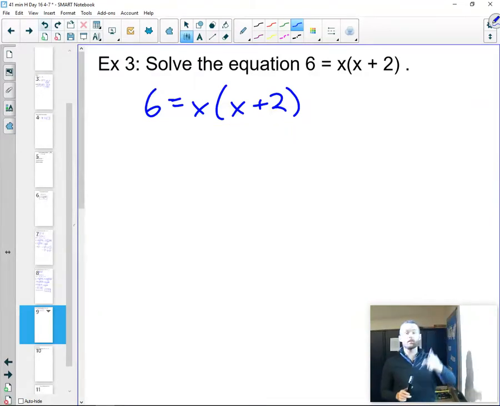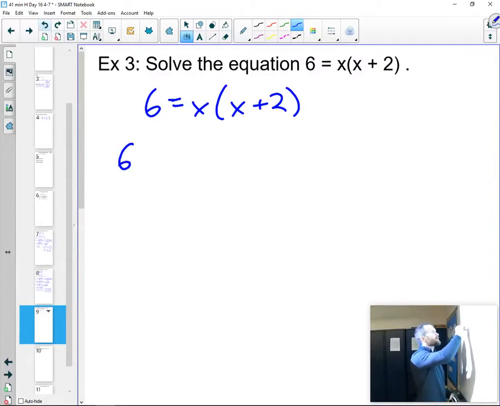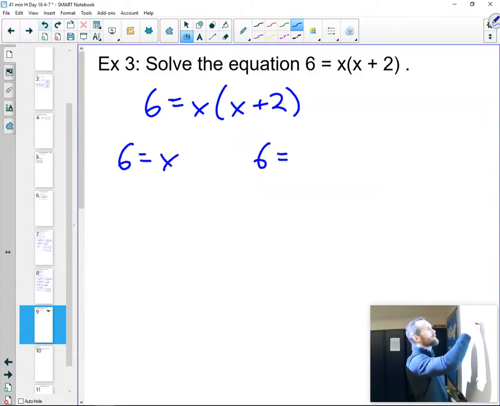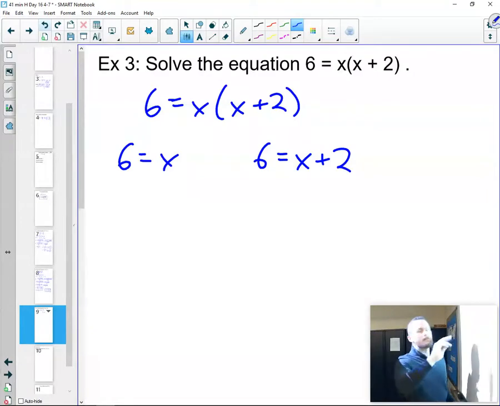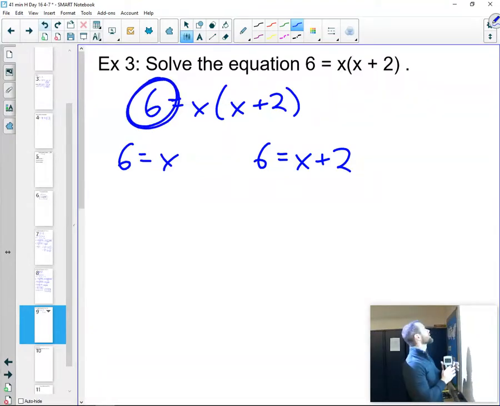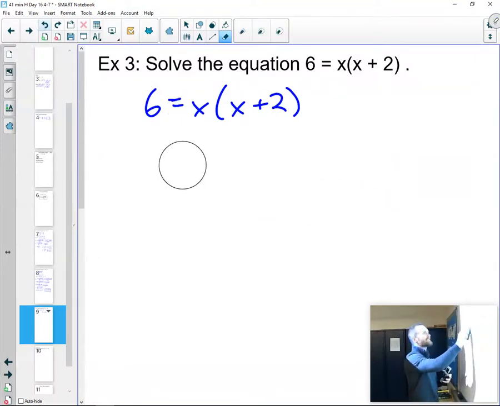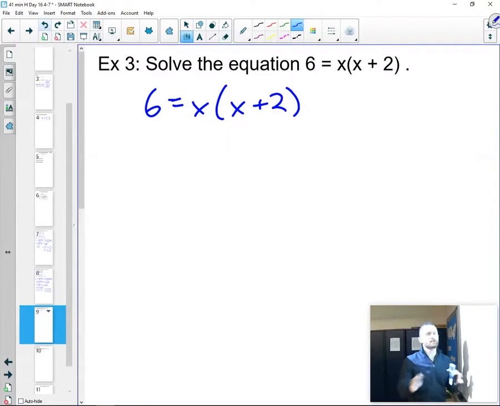Now, if you're thinking from the warm-up, oh, I remember what we did in the warm-up, we set each of them equal to what was on the other side. So we can do 6 equals x and 6 equals x plus 2. But we can't do that, because this number right there is not a 0. We can only split it up like that if it's the zero product property. It's not the 6 product property, okay? So we can't use that trick here. Here, we have to distribute.